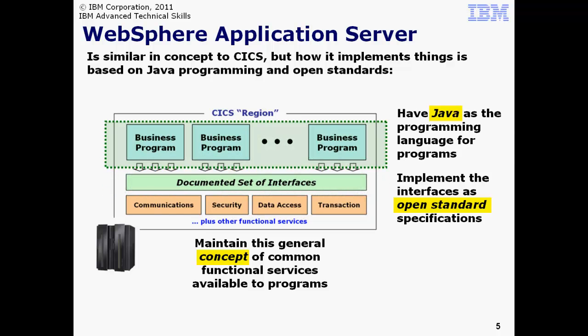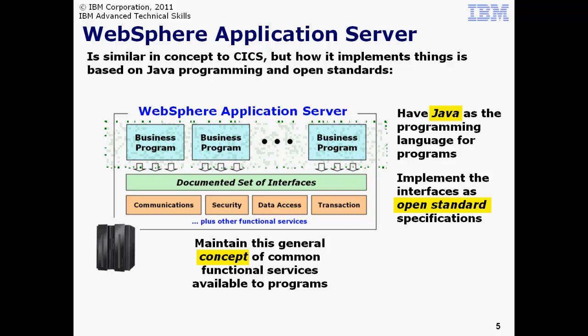In WAS, the programs are written in Java. CICS supports Java too, along with other non-Java programming languages. WAS supports only Java programs. Therefore, as you see, CICS and WAS are both application servers and have many concepts shared between them. The key with WAS is its exclusive focus on open standards, and Java is the only programming language supported.